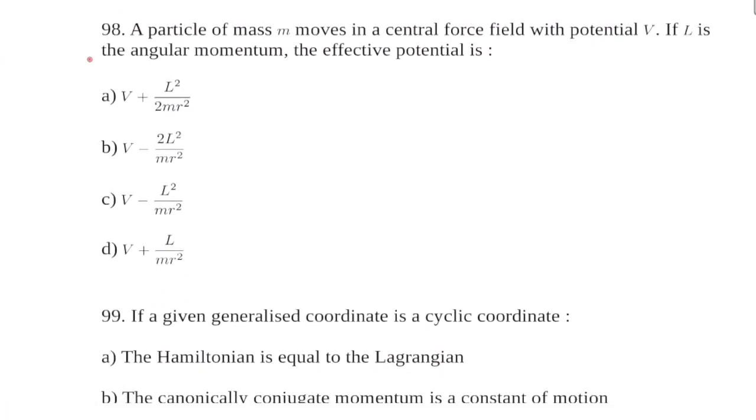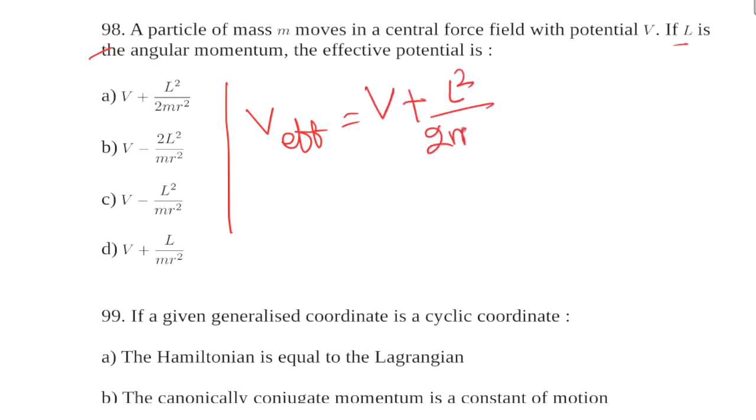Next, 98. A particle of mass m moves in a central force field with potential V. If L is the angular momentum, the effective potential is given by potential V plus L square by 2m r square. So check the options. A is your correct option.